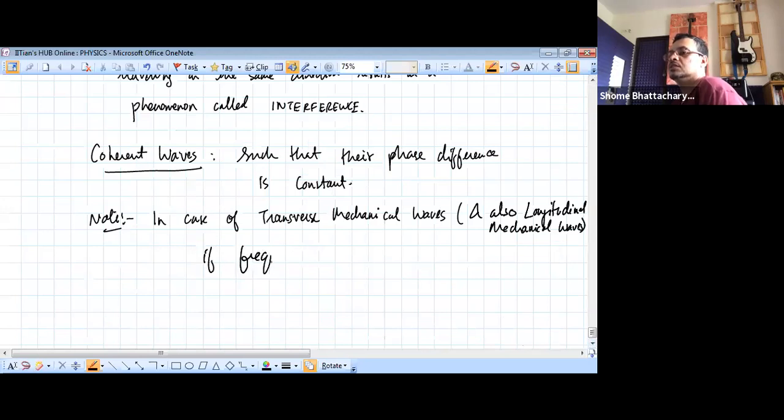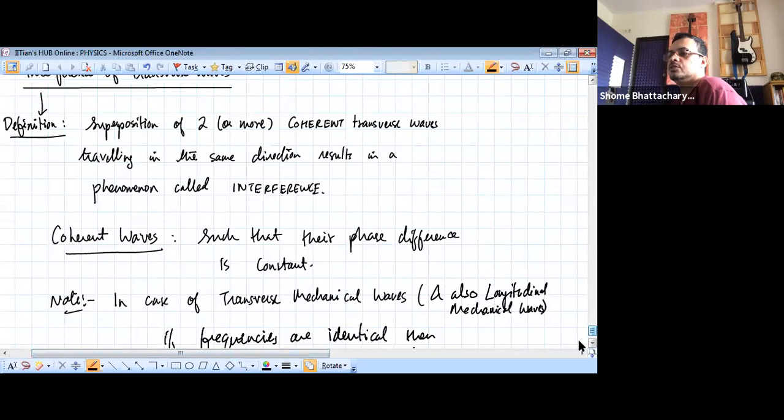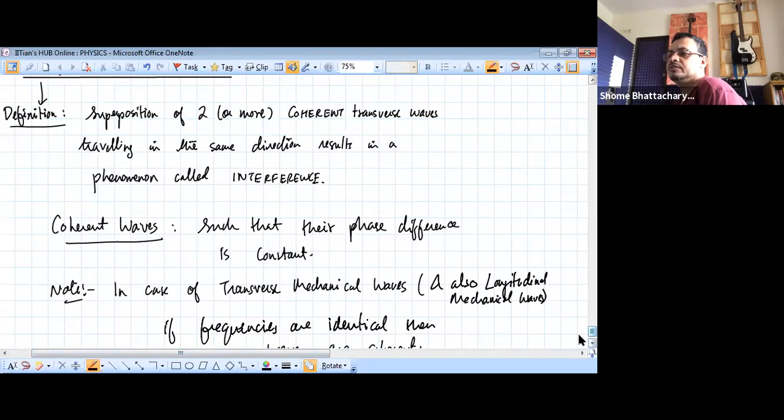If the frequencies are identical, then the waves are coherent. And I'll explain how this happens, but right now, you just write this down as a definition. So, what is interference? It is the superposition of coherent waves traveling in the same direction. And what do we mean by coherent waves? It's waves that are having constant phase difference. Constant means constant with respect to time. The phase difference between the two waves superimposing at a particular point is not changing with time. If that is happening, then we say that the waves are coherent. So we will see that in case of mechanical waves, both transverse and longitudinal, the condition for coherence is that frequency should be identical. So identical frequencies becomes the condition for coherence.